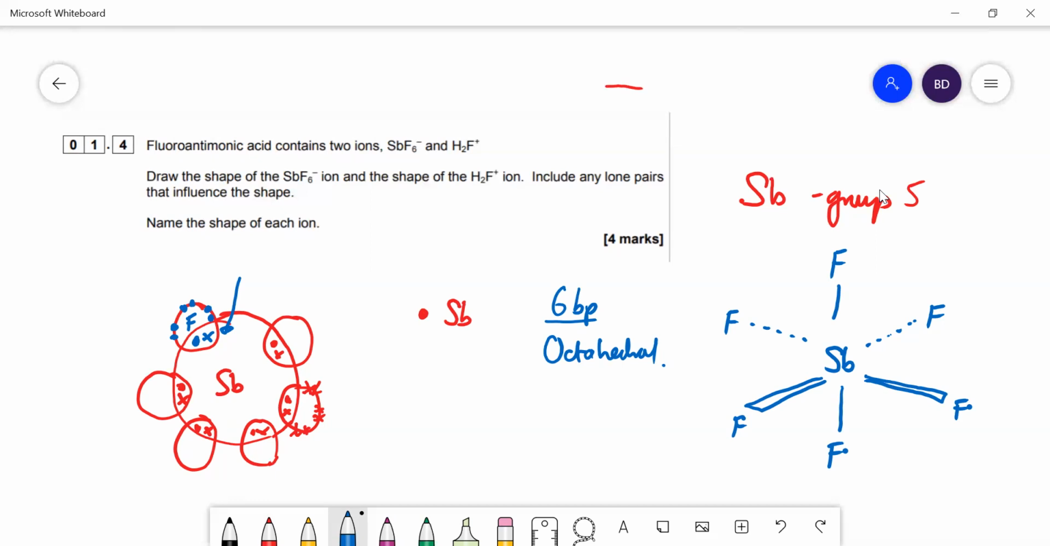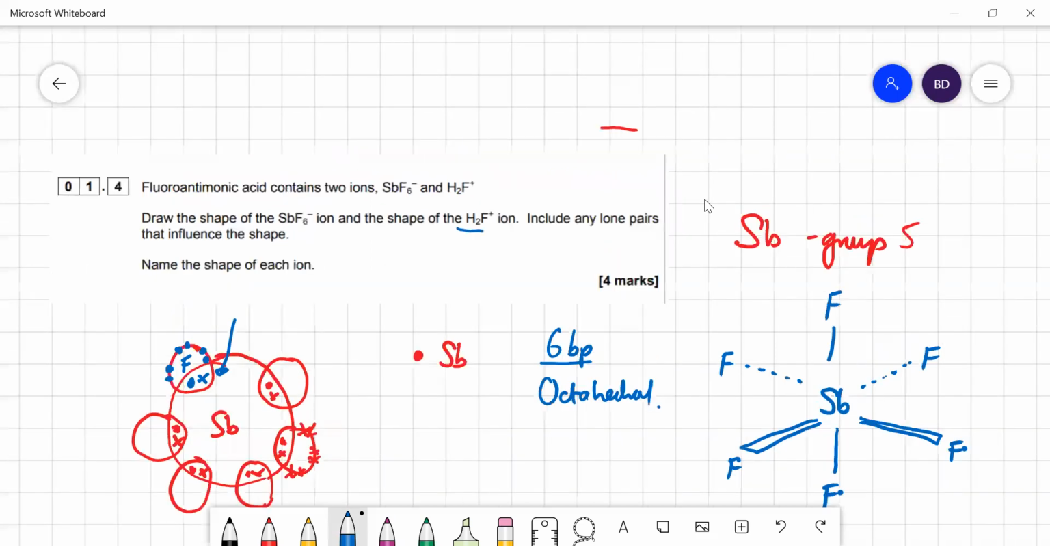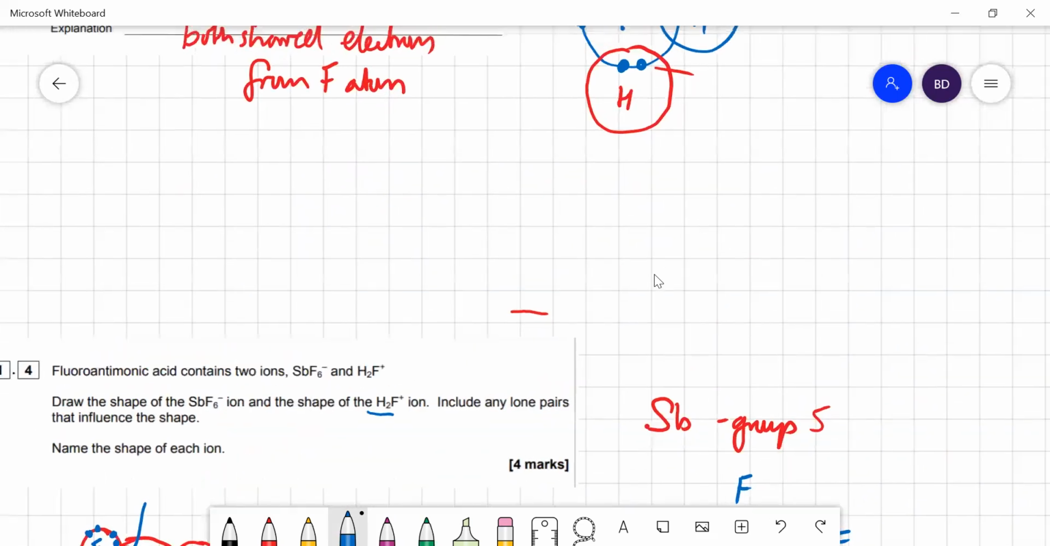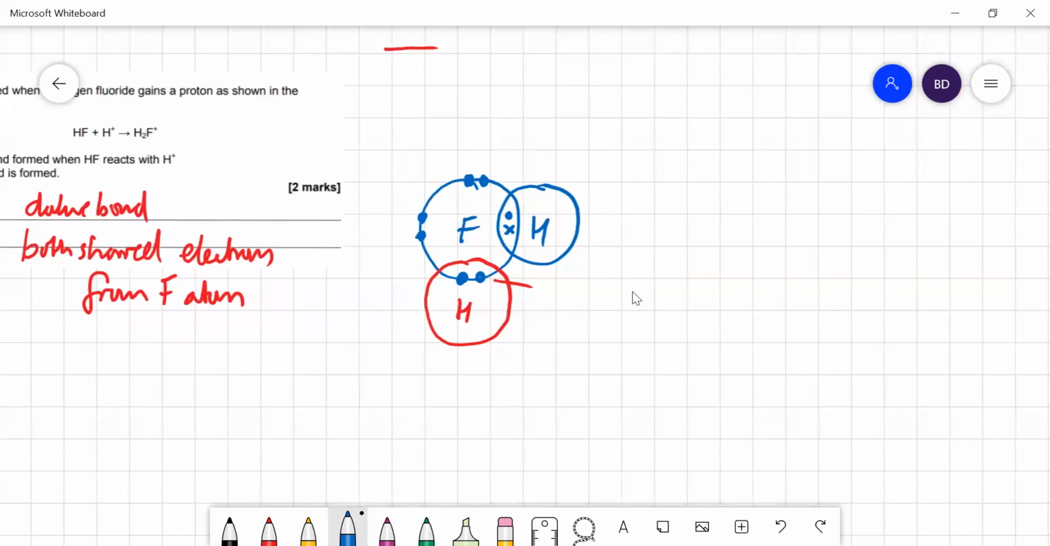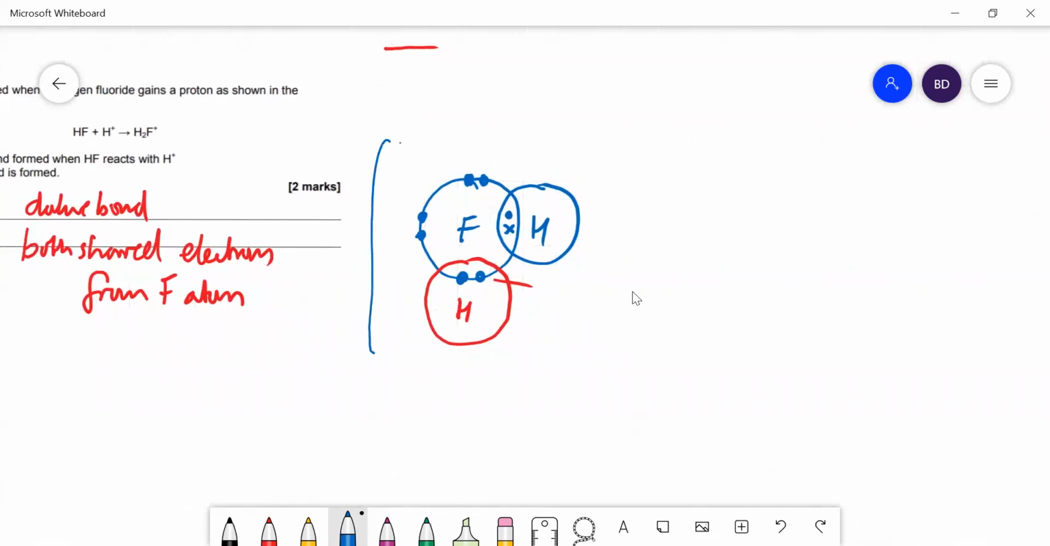Right, now let's do the shape of the H2F+ ion. Well, I've already drawn a dot cross diagram for that up here, so let's have a look at that. Right, there's the H2F+ ion. The whole thing has got a positive charge, of course, because the red hydrogen came without any electrons.